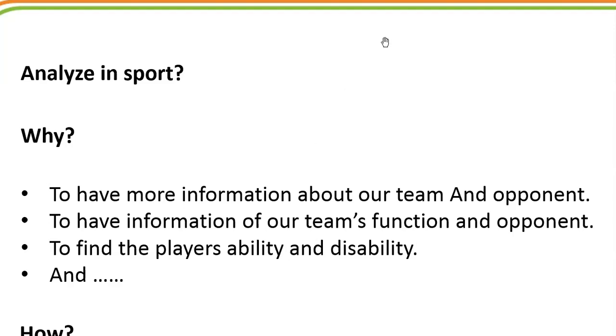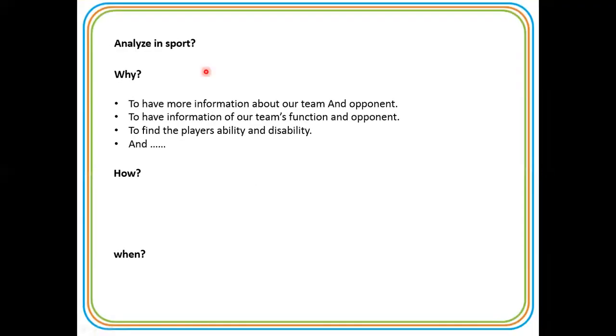The second one, to have information about our team's function and the opponent's. The third one, to find the players' ability, or their weak points and strength points. We use this kind of analysis for technique analysis. When we want to modify a player's technique, first of all, we should know their weak points and strength points. After that, we can advise them to modify their technique. And of course, we have other answers and you can add them later.